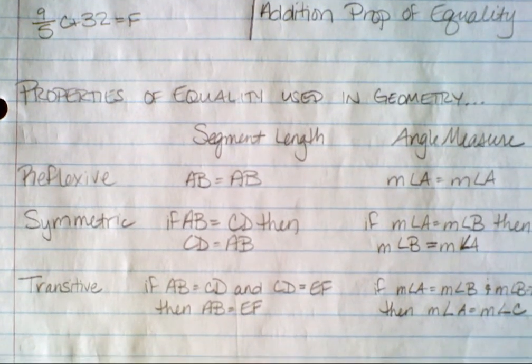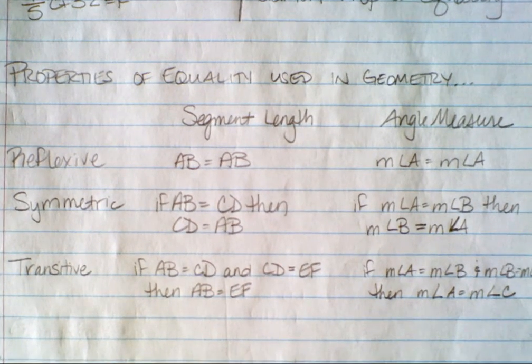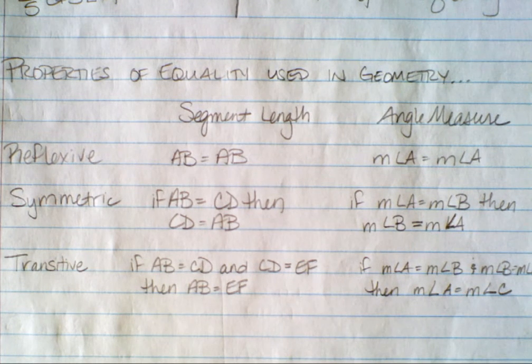Now, we have properties of equality that are used in geometry, and the reflexive, symmetric, and transitive property are all used in geometry. So not only do they work for algebraic equations, but they also work for geometric proofs as well. They're the same thing, except for instead of talking about a number equals a variable or two variables equal to each other, we're talking about segments or angle measurements.